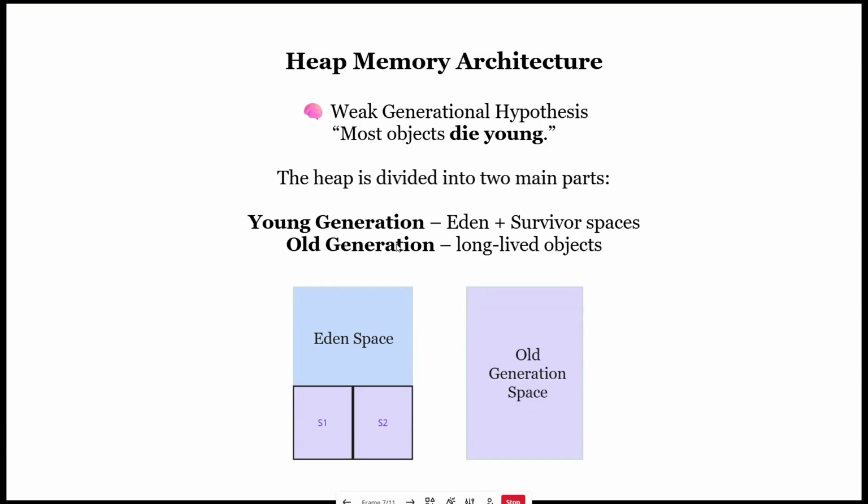Let's understand young generation first. Young generation is also divided into two parts, Eden space and survivor space. Every new object is born in Eden space. Most objects die here. If an object survives multiple minor GCs, then it moves to survivor space. Here, objects keep bouncing between S0 and S1. Once the age of that object increases and it survives multiple GC cycles, then it moves to old generation.